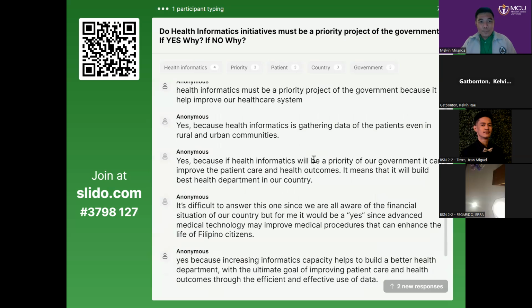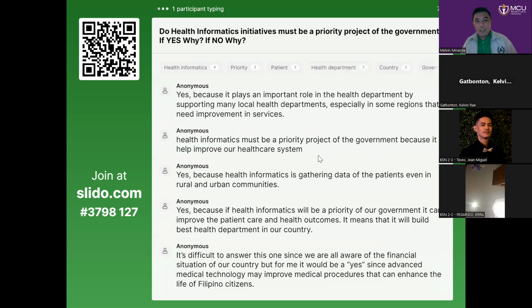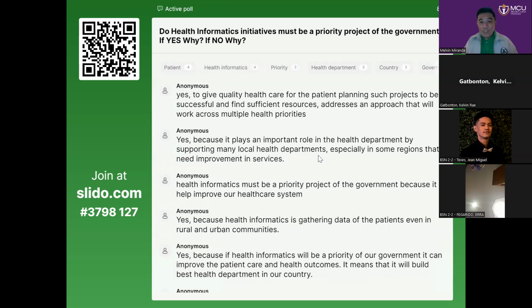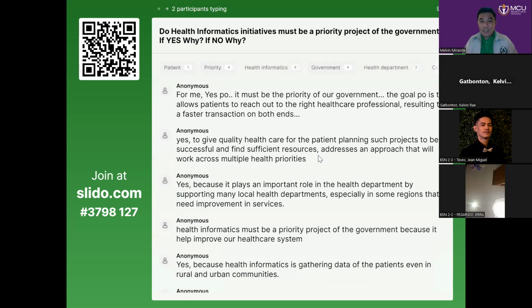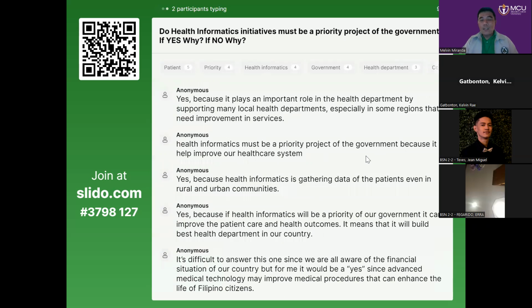Thank you so much. Their answer here is yes, because health informatics will be a priority for government. It can improve patient care and health outcomes, because as we have mentioned ever since, the patients are the core beneficiaries and stakeholders within the healthcare system. I think this will greatly support the perspective that our patients will statistically decrease in the number of cases and mortality. So we are achieving the health outcomes. This could be the best solution, because it will benefit our patients, our clients, the community and the country as well.